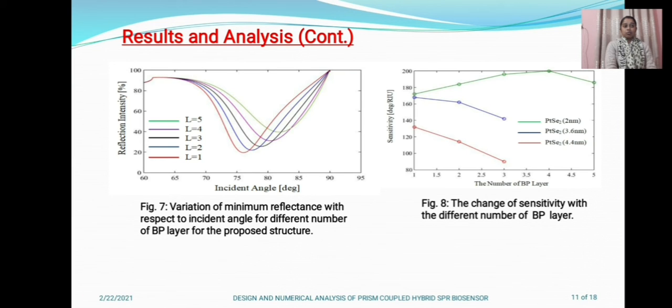Adding a black phosphorus layer has the ability to widen the SPR curve, which increases the value of full width at half maximum. The full width at half maximum term is related to the sensing performance parameter. Figure 8 presents that the highest sensitivity can be achieved for 2 nanometer thickness of platinum diselenide with 3 layers of black phosphorus.